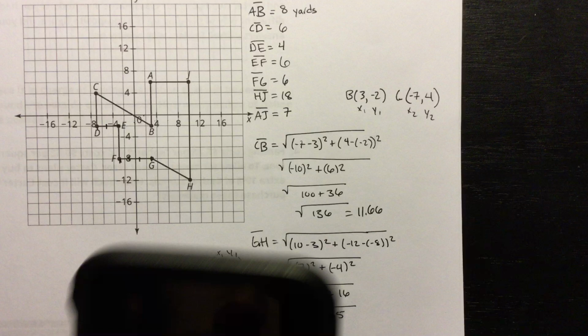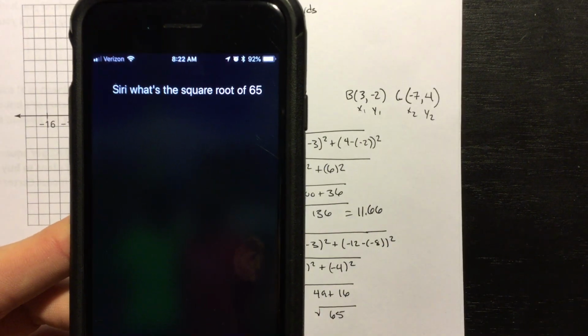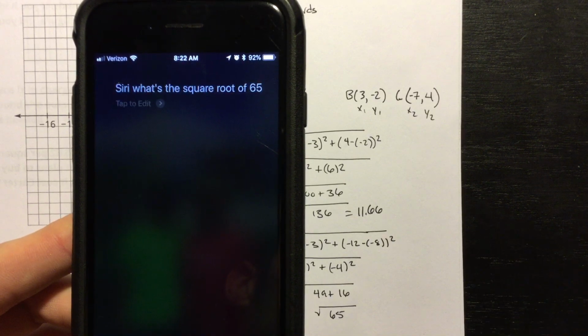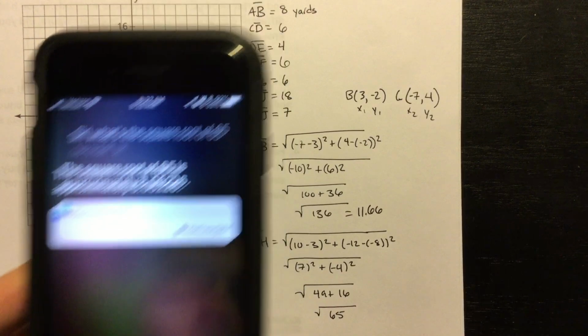So here we go. One time, Siri. Siri, what's the square root of 65? The square root of 65 is approximately 8.06.